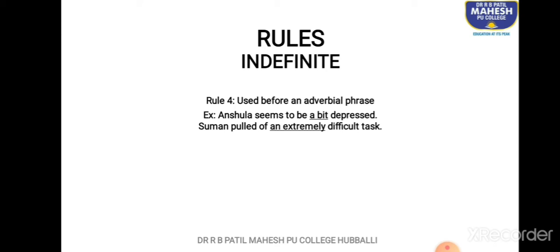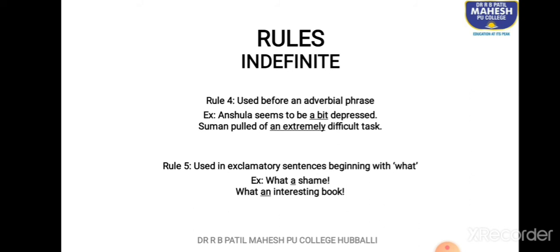Example here: Anshula seems to be a bit, a quite. So these are adverbs. So the adverbial phrase is a bit depressed. Suman pulled off an extremely difficult task. Pulled off, O double F, it has to be. Suman pulled off an extremely difficult task. Extremely has a vowel sound in the beginning, so an has to be used.